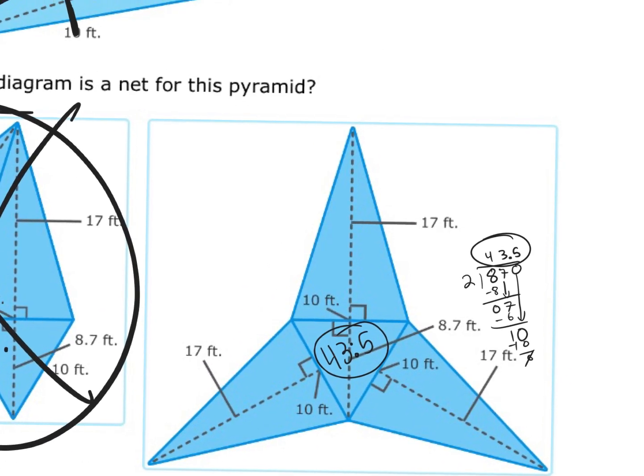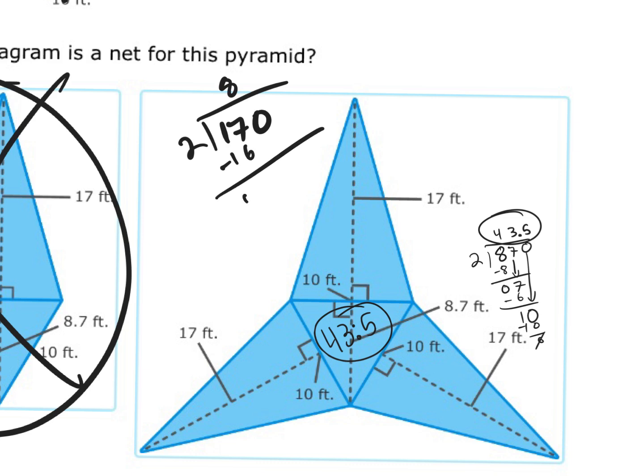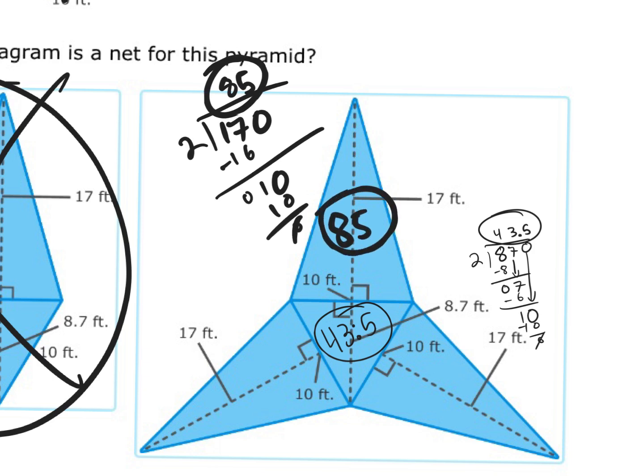And then we just need to solve for the area of one triangle. So 10 times 17 gets us 170, and we have to divide by 2. 2 can go into 1 no times, so we have to go to 17, and it can go in 8 times, which gets us 16. We subtract, and we get 1. Can't go into 1, so we have to go into 10. 5 times 2 gets us 10, and 0. So each of these triangles are going to be equal to 85.